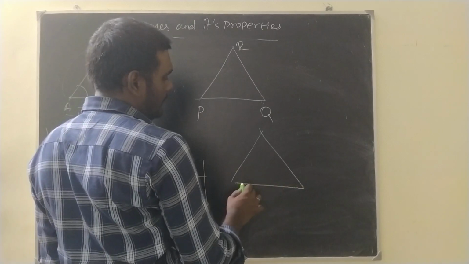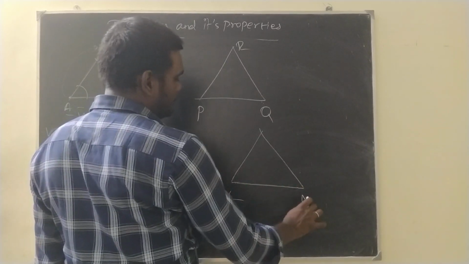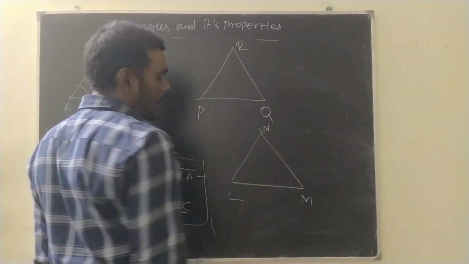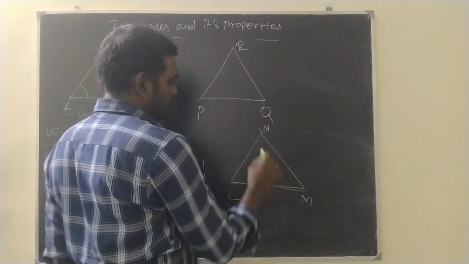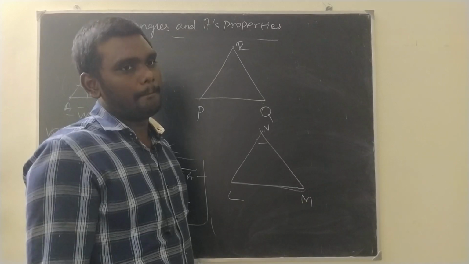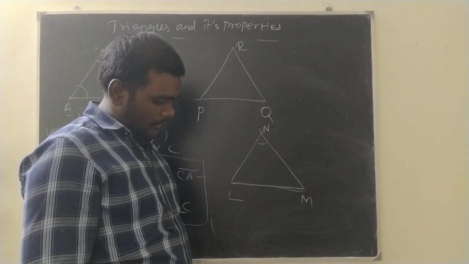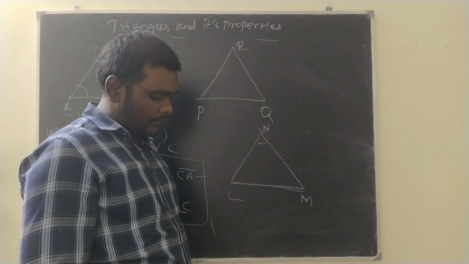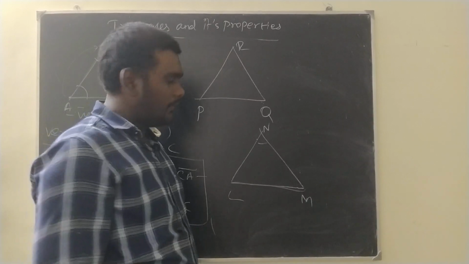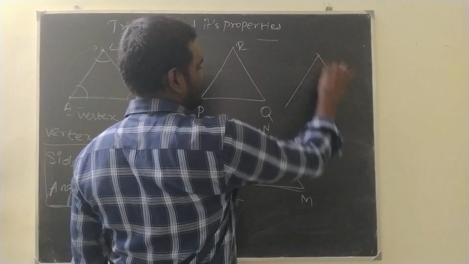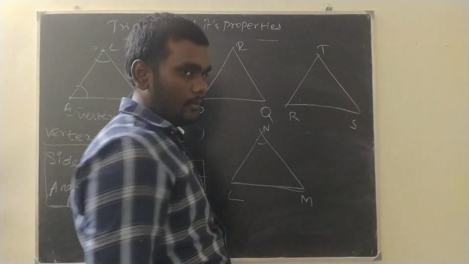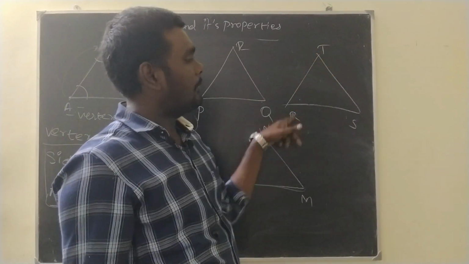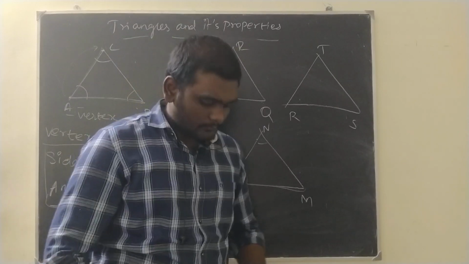And the angle opposite to the side LM in the triangle LMN. Same like the first triangle, anti-clockwise. The angle opposite to the side LM is angle N. And the third one, the vertex opposite to the side RT of RST. RT, which one is opposite? Yes.